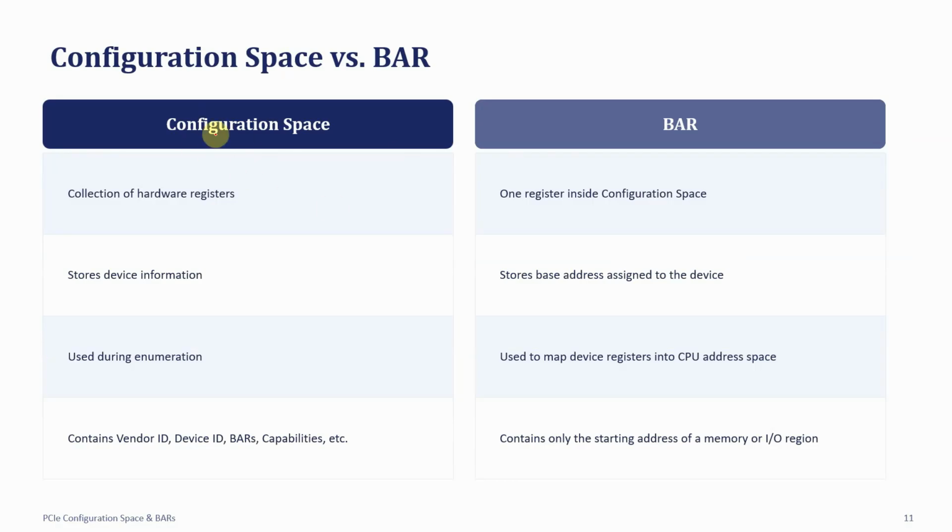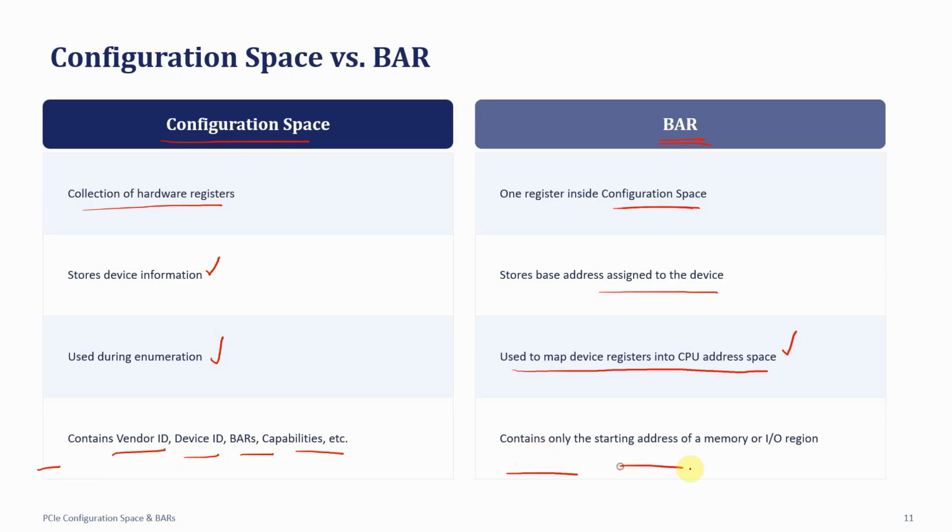Now, in the case of my configuration space, it is basically a collection of hardware registers where BAR is one of the registers inside the configuration space. Configuration space is going to store the device information, whereas BAR is going to store the base address assigned to the device. Configuration space is used during enumeration, and BAR is used to map the device registers into the CPU address space. Configuration space is going to have different kinds of registers like vendor ID, device ID, BAR, and capability registers, etc., whereas BAR is going to contain only the starting address of a memory or an input/output region.